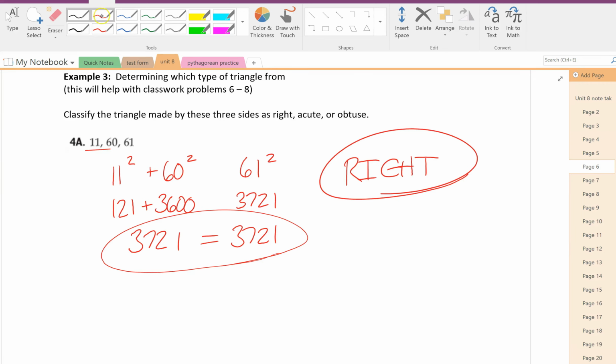So it turned out on this one that my 2 were exactly equal to each other, but if I would have added the 2 shorter sides together after they'd been squared and come up with something less than what I got on the other side, in other words, if somehow 3,600 plus 121 was less than 3721, that would mean I had an obtuse triangle. If, on the other hand, I add these 2 together and they end up being larger than the single number squared, then I would have had an acute triangle. But because these 2 are exactly equal to each other, it means that if I have a triangle with sides of 11, 60, and 61, it's a right triangle.